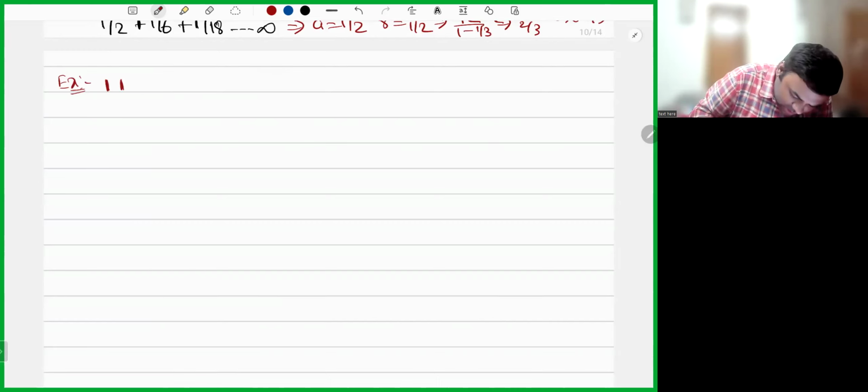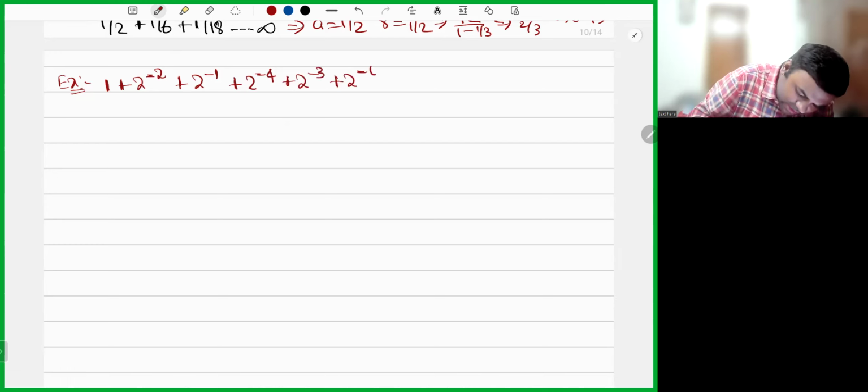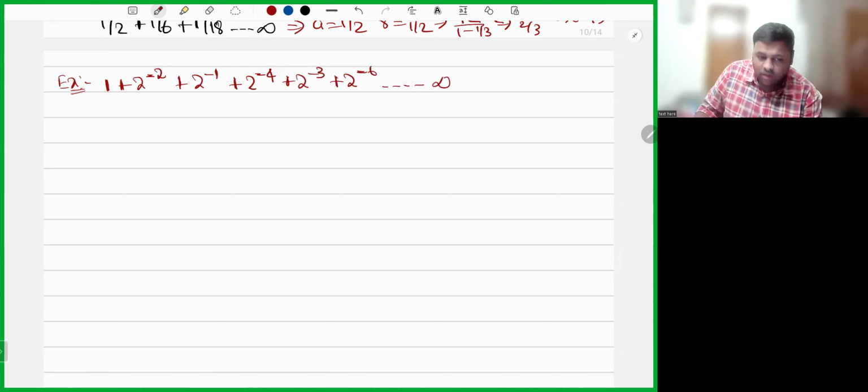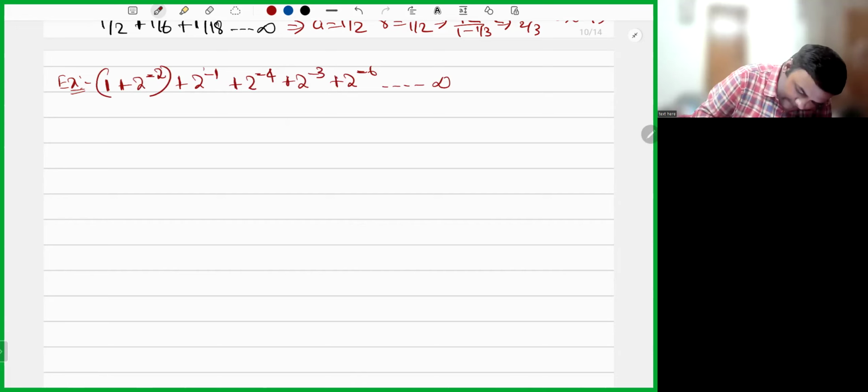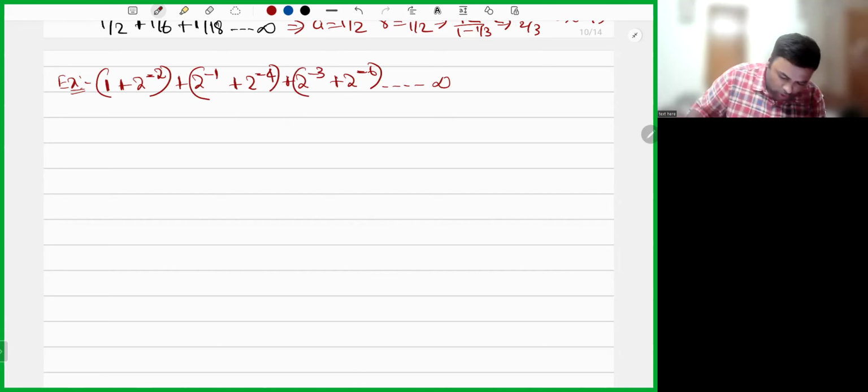I'm having 1 plus 2 power minus 2 plus 2 power minus 1 plus 2 power minus 4 plus 2 power minus 3 plus 2 power minus 6, so on till infinity. This is the given question. He's asking you to calculate S infinity in this case. Now, how will I calculate S infinity? See here, it's simple. Brackets are given with this, so on till S infinity.